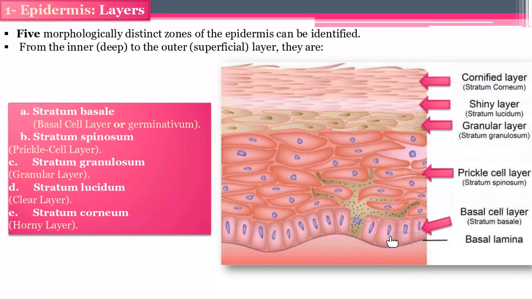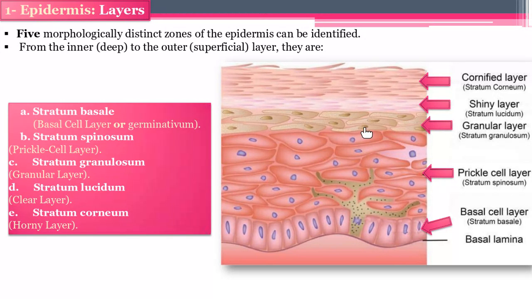So the layer which is present at the basement membrane is called the stratum basale. See here in the figure, the same is written in the written matter, so focus on the pictorial presentation. The layer which is present on the basement membrane is the basal cell layer, or stratum basale. The next layer, which is above the basal cell layer, is composed of 3 to 5 cell layers, and it is called the prickle cell layer, and the name is stratum spinosum. This is the second layer.